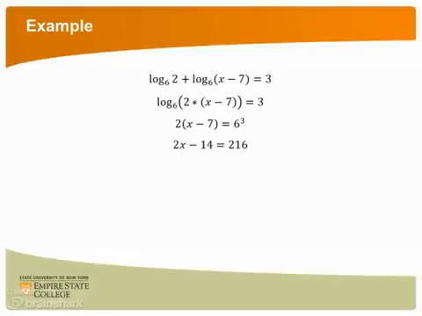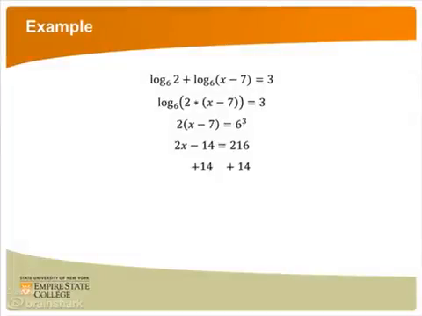Distributing through the parentheses on the left side of the equal sign leaves us with 2x minus 14. Evaluating the exponent, 6 raised to the third power equals 216. We are left with a relatively simple linear equation. We want to isolate the variable term, so we add 14 to both sides of the equation.